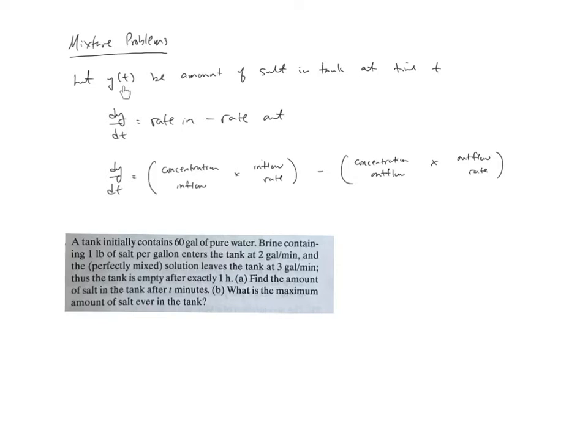So we're going to let y of t be the amount of salt in the tank at time t. So the differential equation dy/dt is going to be very intuitively a rate in minus a rate out type problem. The rate in, we're going to break apart into concentration inflow multiplied by inflow rate, minus our rate out, which is concentration outflow multiplied by outflow rate. Okay, so we're going to have essentially four different things that we need to fill out from the problem.